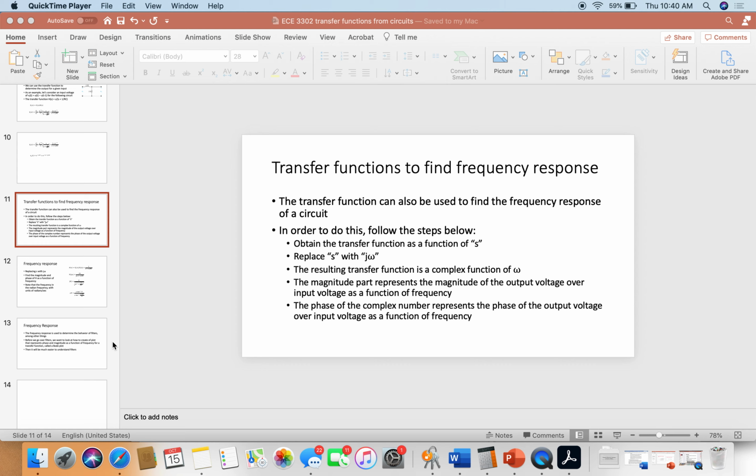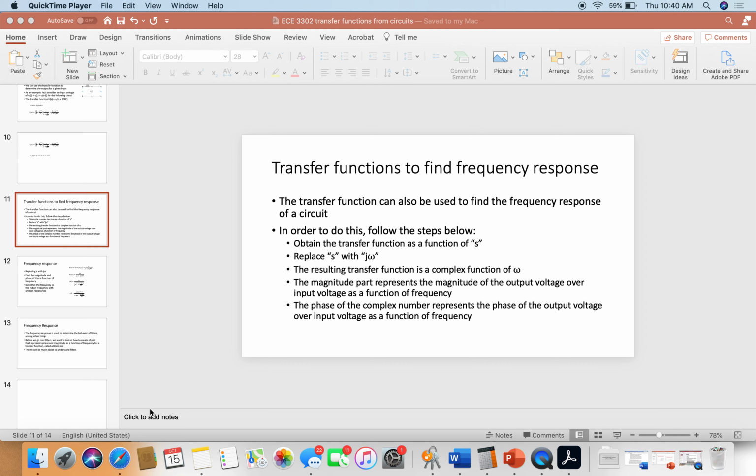This is going to be a very short video because what I really want to do is give a little bit of an overview of where we're going for the remainder of the semester, as well as talk about the second and one of the primary applications of the transfer function.